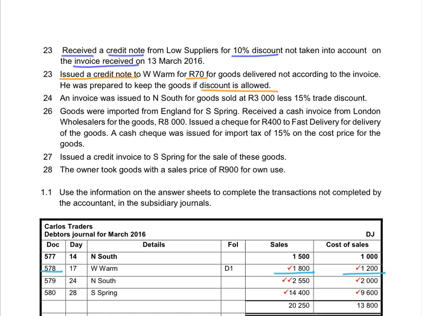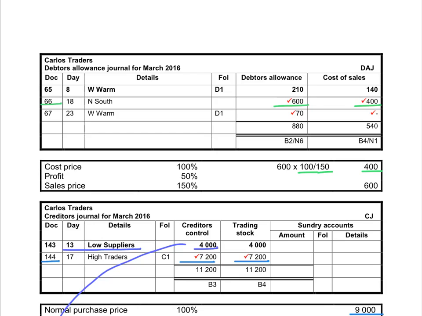When we sell to a debtor, we record it in the Debtors Journal. If we want to reduce his account, we will record it in the Debtors Allowances Journal. The next number will be number 67, and we will indicate that we will reduce his account with 70.